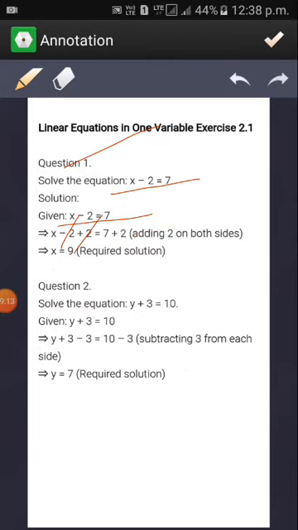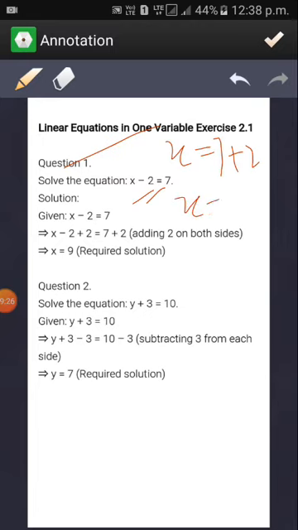Alternatively, when x minus 2 is equal to 7, we will write x equal to, shifting this minus 2 to the right hand side, it becomes 7 plus 2. So x equal to 7 plus 2 is 9. Here the answer is also the same. Now moving to the next question.